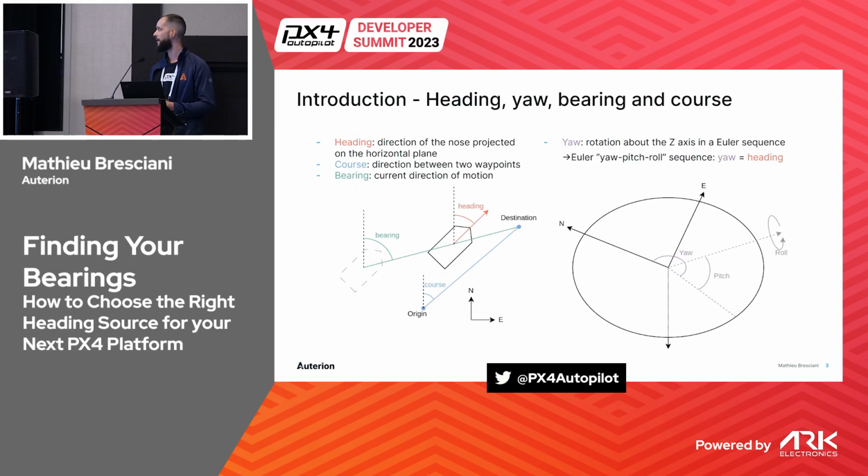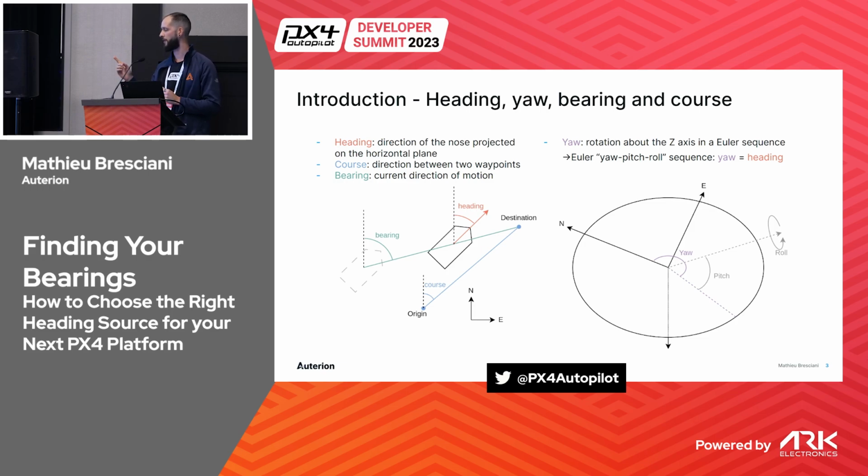So first, we have different angles here. We're going to talk mainly about the heading. The heading, if you look from the top of a vehicle, is the direction of the nose of the vehicle with respect to north. So it doesn't matter if there is any wind or external forces, the heading is just the orientation of the vehicle from a view from the top.